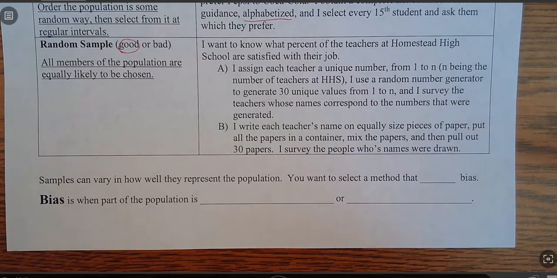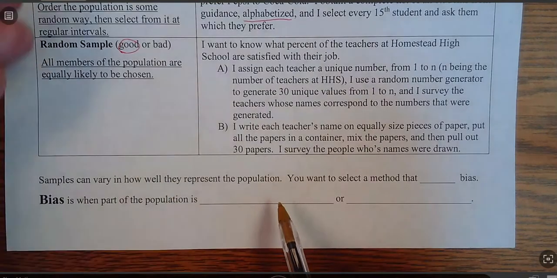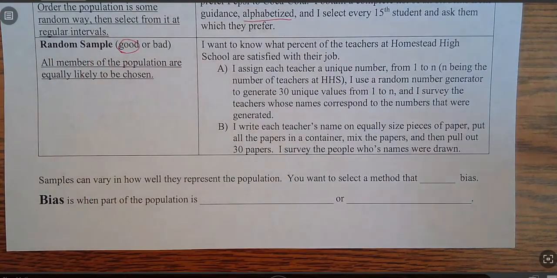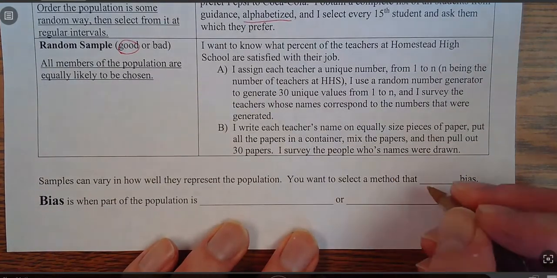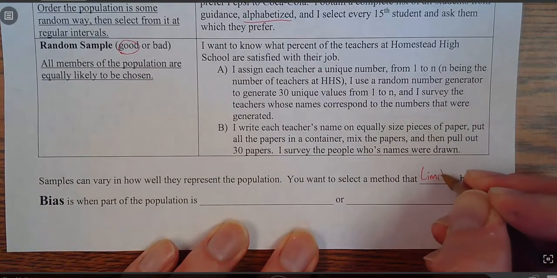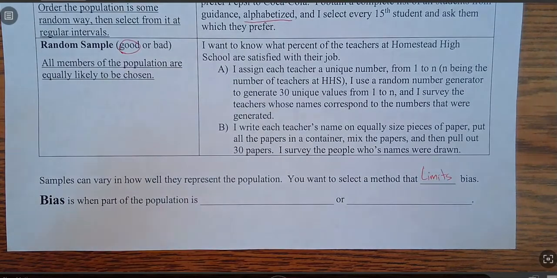Samples can vary in how well they represent the population. That's what we're just talking about here. Like a random sample could, but most of the time it'll be a good one. You want to select a method that limits bias. You can't eliminate it completely. There's always going to be something. Even if you do the best method you can, you may accidentally have some bias within the sample itself, just because the people you selected, like, whoops, all those people have this in common.